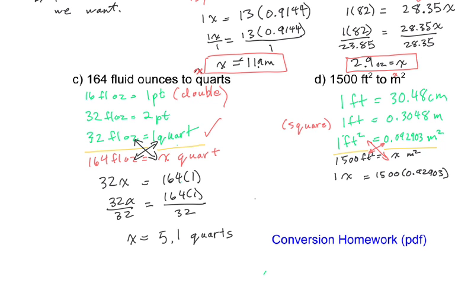And we get x is equal to about 139.4 meters squared. Now make sure you put a box around your final work for each one.